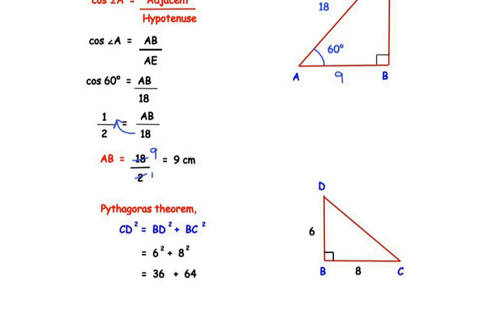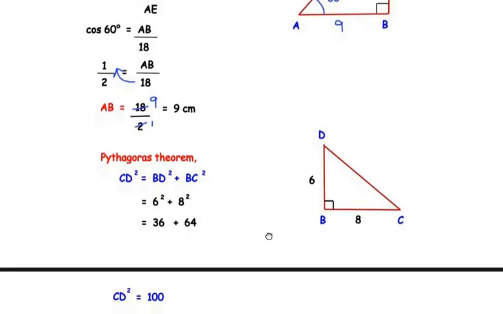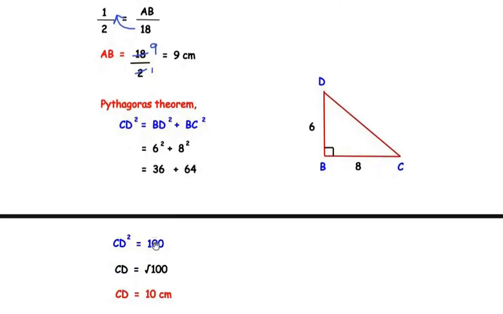So we have written CD square is equal to the sum of the squares of the other two sides, which becomes BD square plus BC square. Now we have the value of BD, that is 6. So here we have written 6 square plus BC, which we have got as 8, so 8 square. Now 6 square is 36 plus 8 square is 64. Now let us further simplify this. So 36 plus 64 is going to give us 100. So CD square is equal to 100.